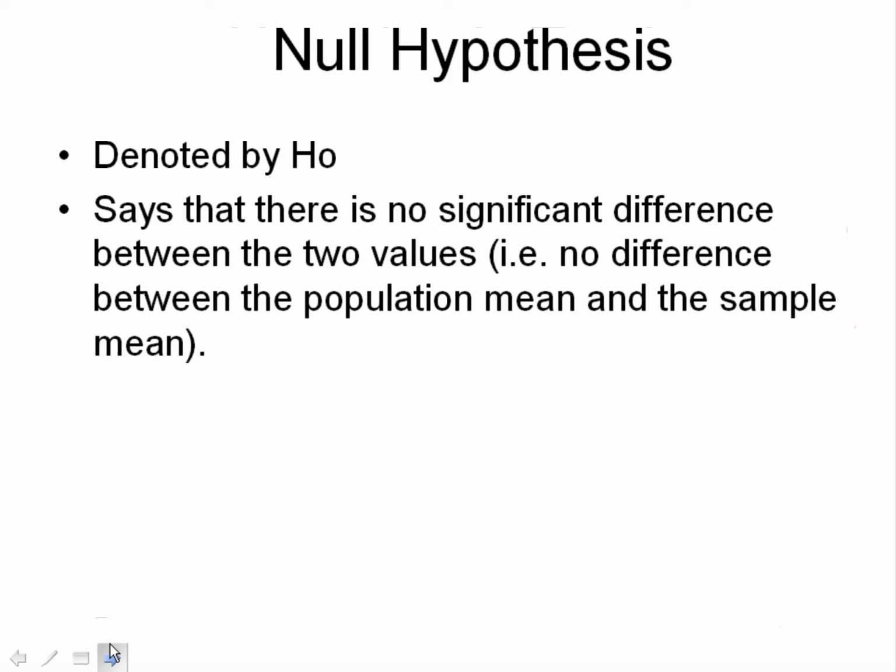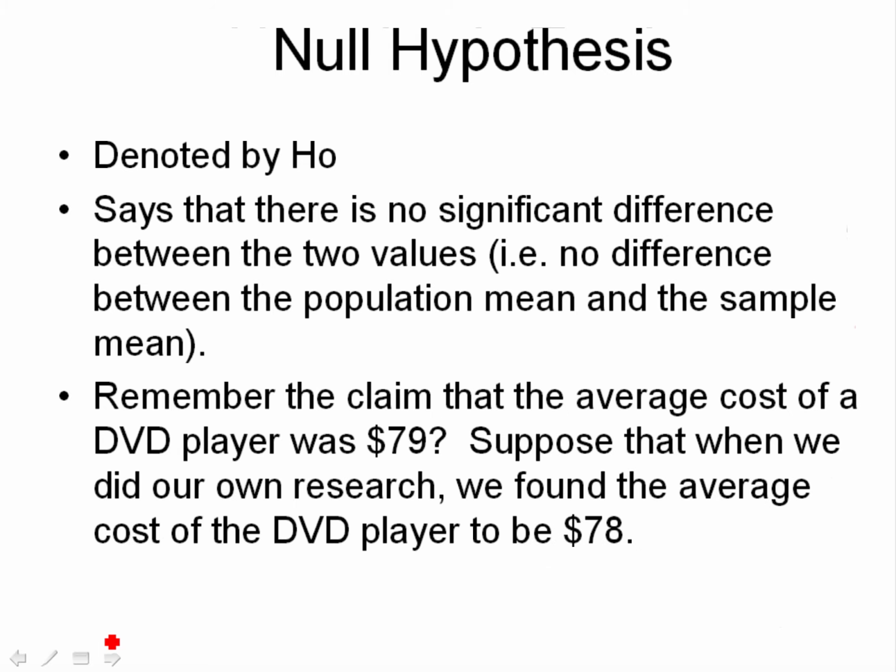By this we mean, if you think back to the example that we just looked at with the DVD player, the claim was that the average cost of the DVD player was $79. So we've already talked about how we would check that. We would do our own research. We would come up with our own sample. We'd calculate the average cost of the DVD player in our sample, and suppose we find it to be 78. Right? So we're going to end up comparing the 78 that we come up with to the 79 that is the stated average. Okay, this 78 that we come up with, that is based on our sample.